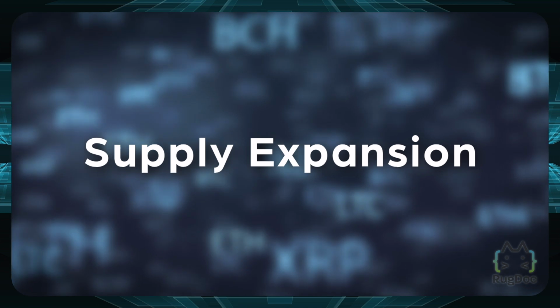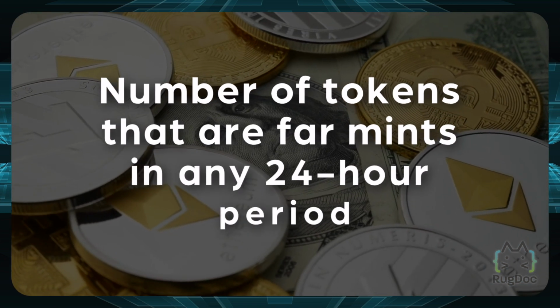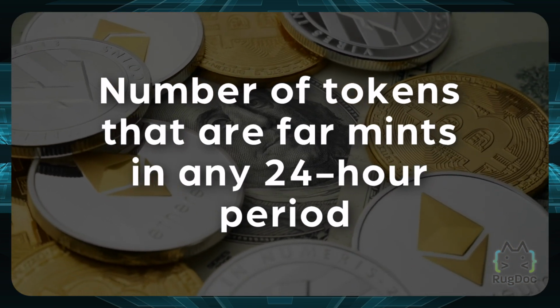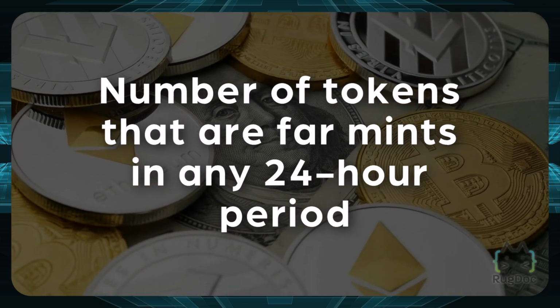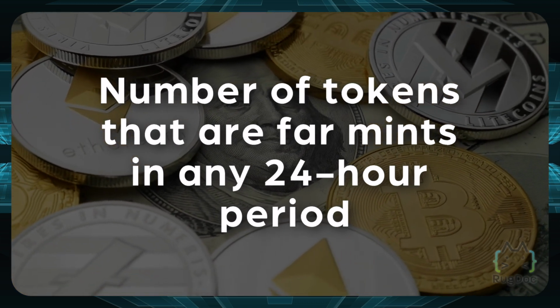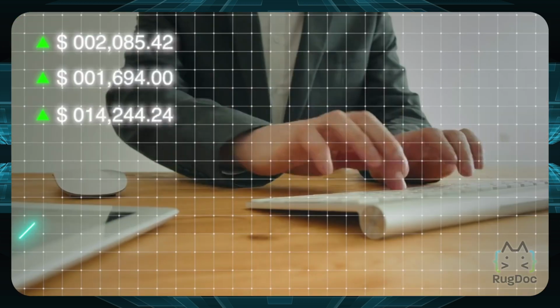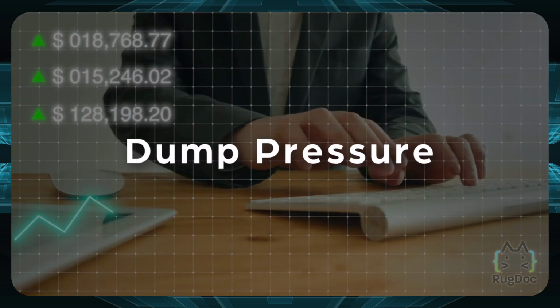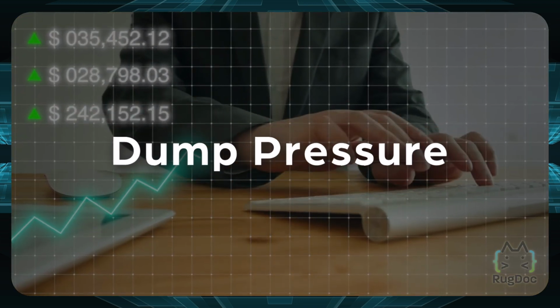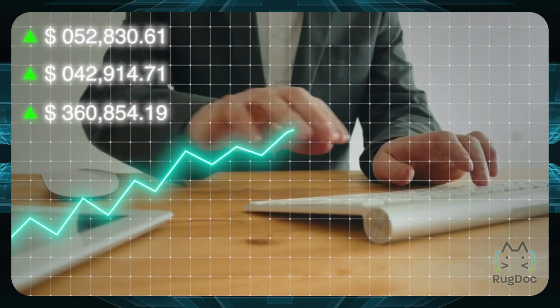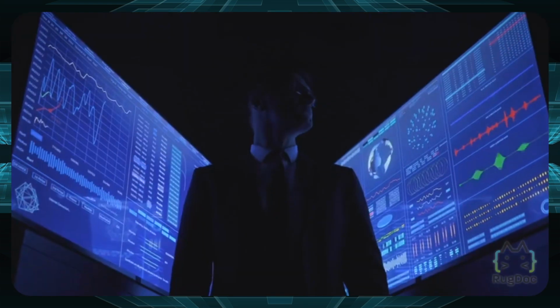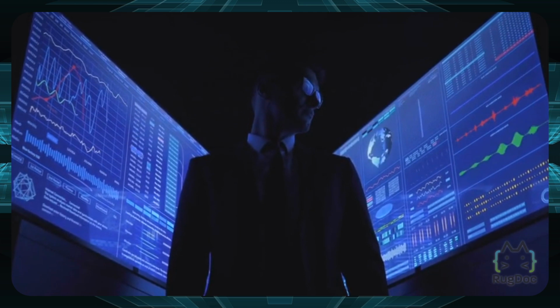Next up, we have supply expansion. Supply expansion is the number of tokens that a farm mints in any 24-hour period. It's also displayed as a percentage of the supply at the beginning of that 24-hour period. Now, this statistic measures how much dump pressure there is on the ecosystem, and it's also a key indicator of future token price.